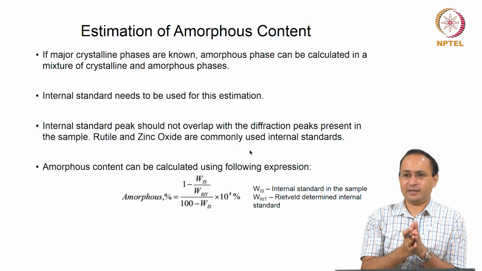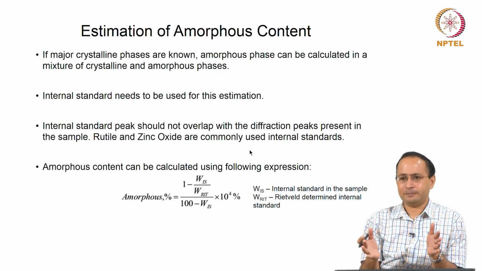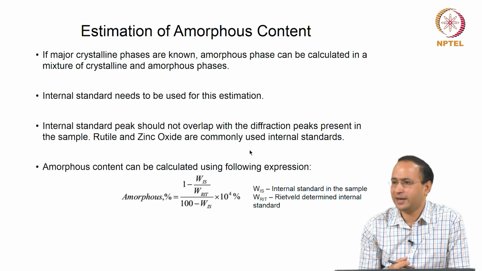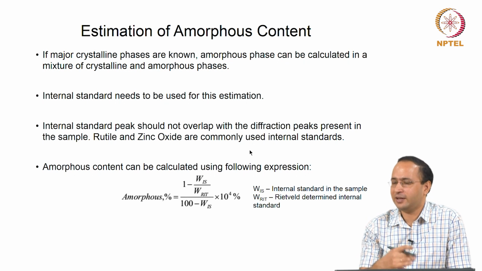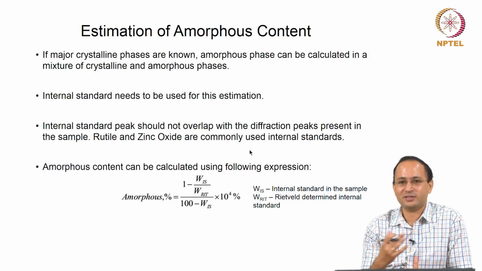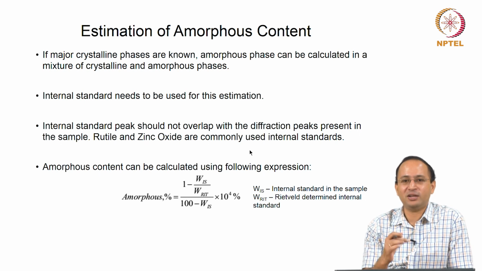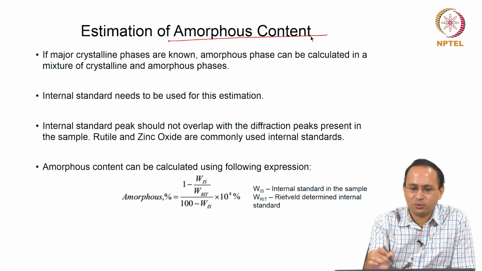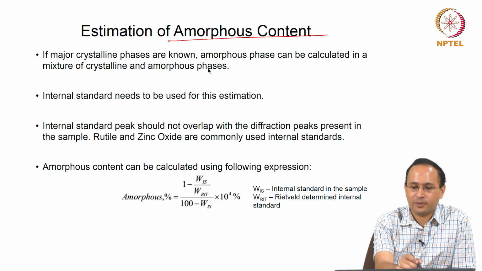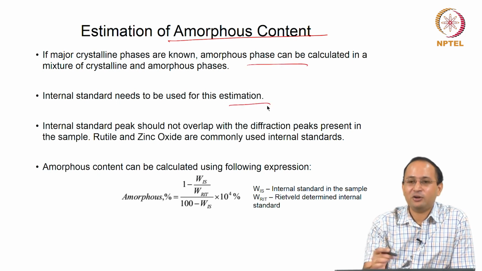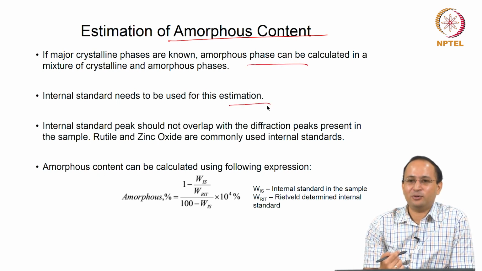Also, we know that in cement we do not have any amorphous content, but when you let it hydrate, you form calcium silicate hydrate, which by its nature is not fully crystalline. So you have amorphous content and we want to quantify it. You can use X-ray diffraction to estimate amorphous content also. For that you have to use internal standards. How do you do it?